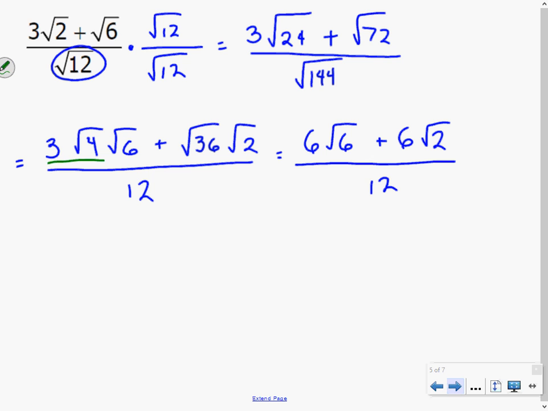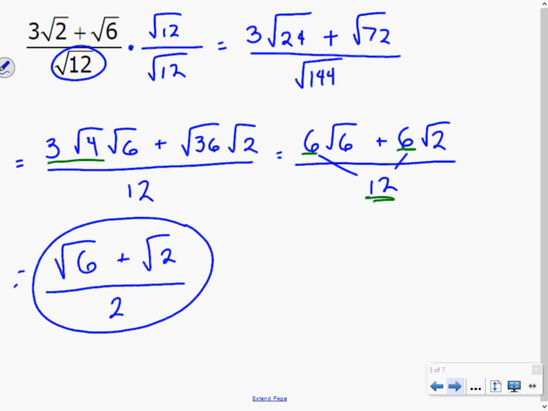Okay, I can't reduce with the radicals, but the coefficients of 6 can reduce with that 12 to become 1/2 and 1/2. Right, 6 over 12 is 1/2. This 6 over 12 is another 1/2. So we really have 1 square root of 6 plus 1 square root of 2 all over 2.